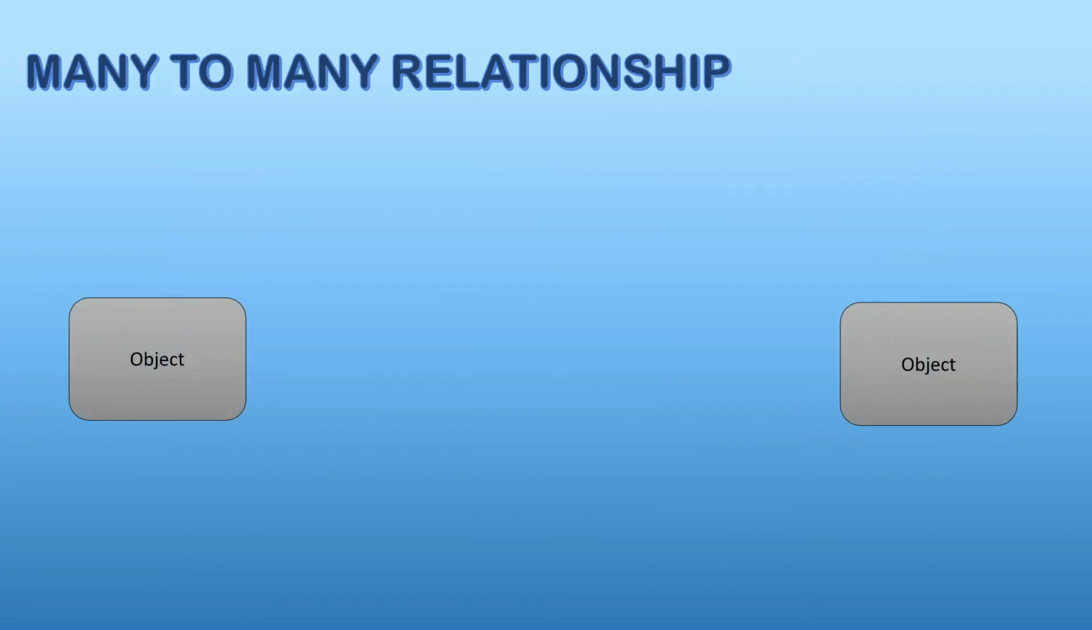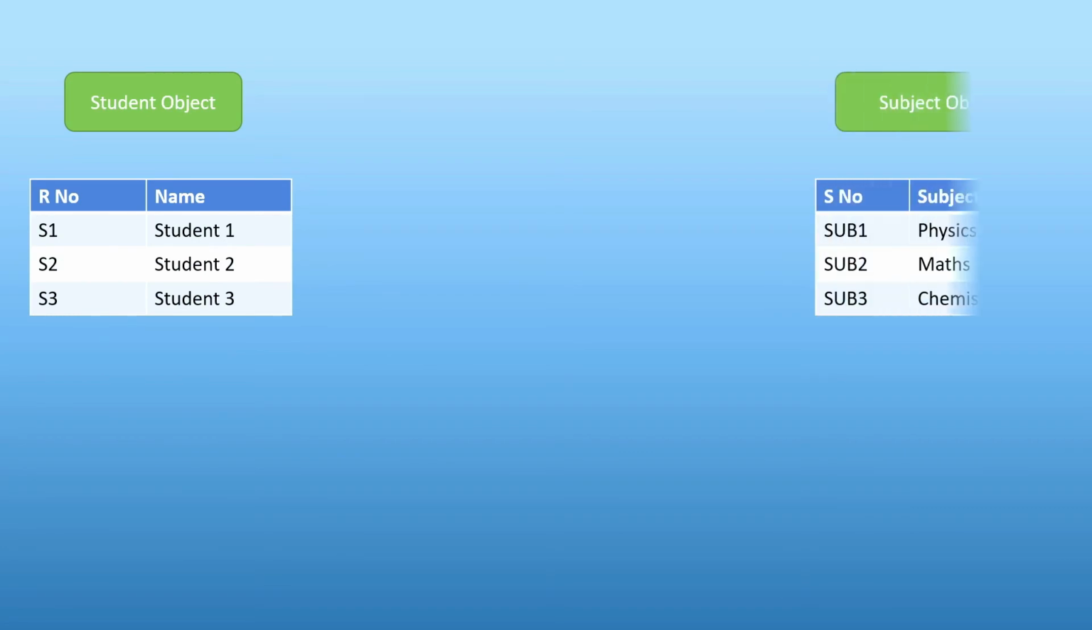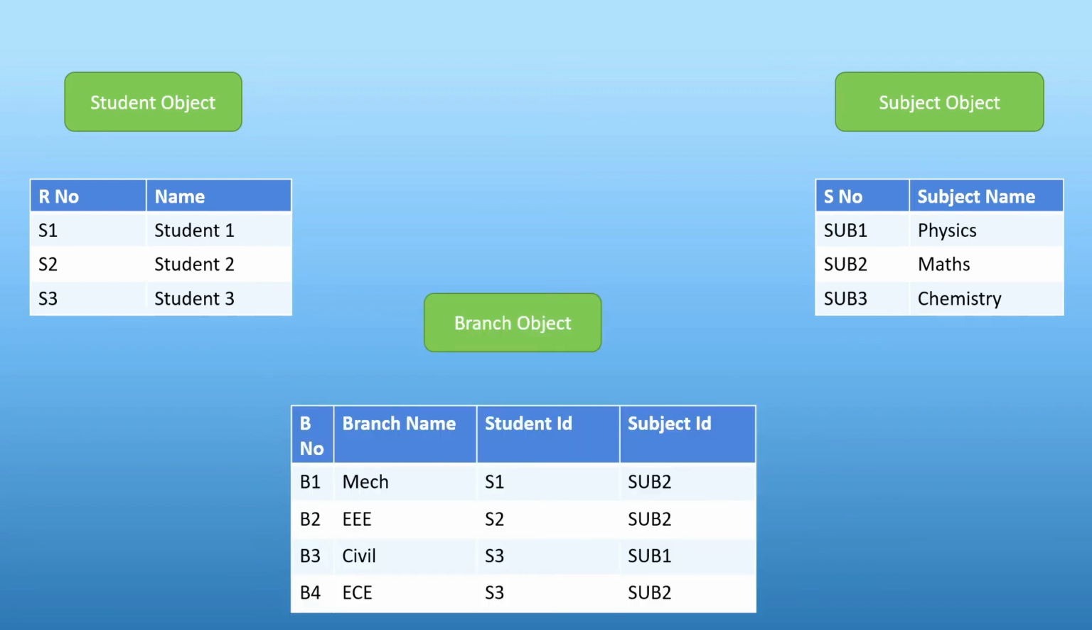Now let's have a look at the many-to-many relationship. In this kind of relationship, we have a junction object which connects two different objects with a master detail relationship or with a lookup relationship. Now let's see a practical example of a many-to-many relationship. Let's take a student object and a subject object. These two are individual objects, and we are connecting them by using a branch object. From the tables, it is clear that student 3 has taken a physics subject from the branch civil and a math subject from the branch ECE. To save the data in such a scenario, we'll go for a junction object.